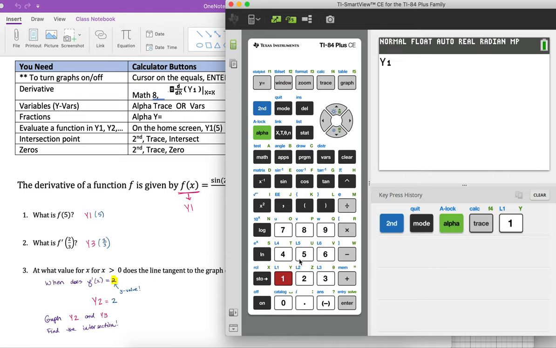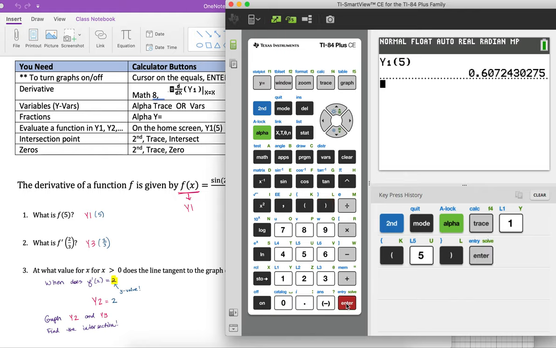So it's just like function notation. So normally, you see that it has f with parentheses, it has a 5. So you're going to do parentheses as well, and you're going to do 5. It's just like function notation. Instead of calling it f, it's calling it y1. Same thing. And you're going to hit enter.